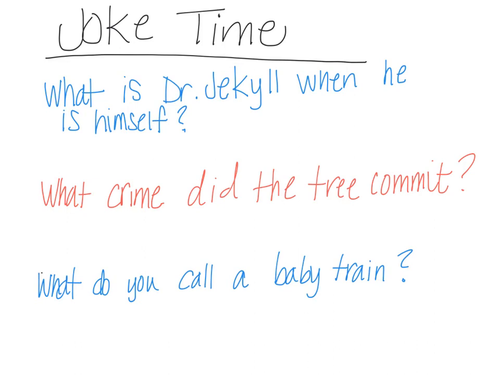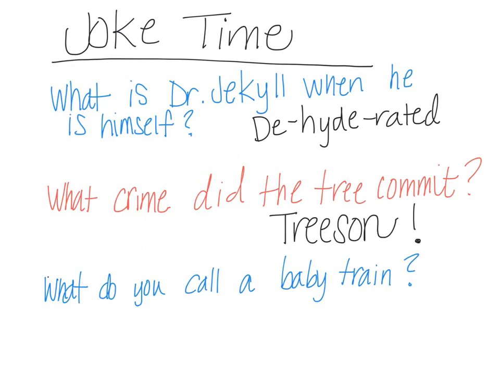All right, here we go with corny joke time. First one: what is Dr. Jekyll when he is himself? Call him dehydrated. What crime did the tree commit? He committed treason. And the last one: what do you call a baby train? You call him a trainee.